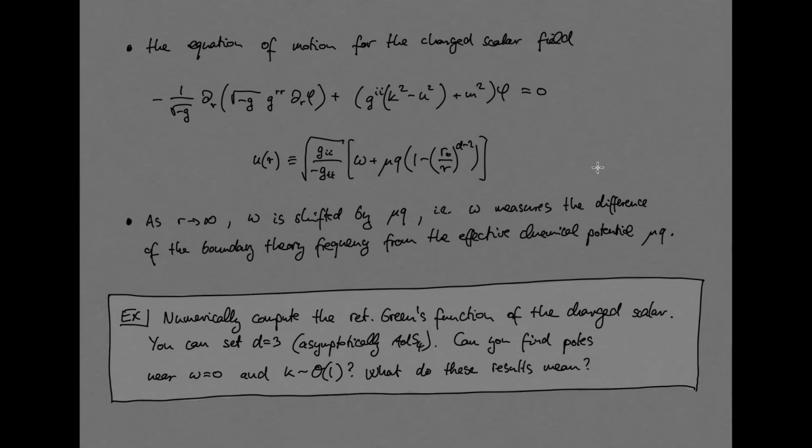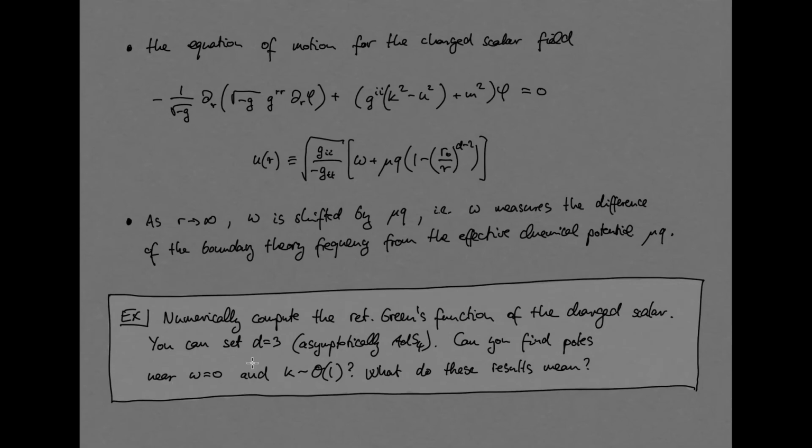It's good to write a code that automatically does this in Mathematica. The input could be just the frequency, the k wave vector, perhaps the mass, and the charge of the scalar field. And the goal is to find poles at some non-zero value for the momentum vector, but at small frequencies, small energies.